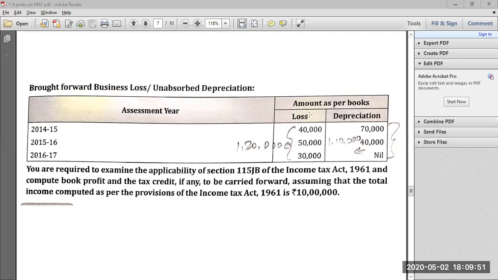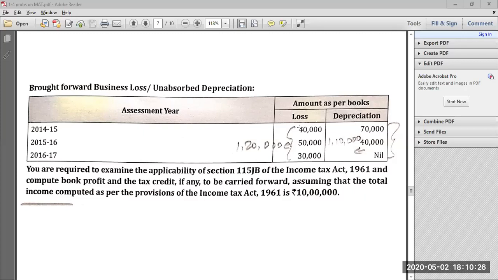That means whatever they have given under the loss column, that is all your brought forward business loss of previous years. And whatever amounts they have given under the depreciation column, that is all your brought forward or unabsorbed depreciation of previous years. So you have to add all the years' amounts together. If you add 40, 50, and 30, 1,20,000 will be your total carried forward or brought forward business loss. And depreciation, which is unabsorbed from all the 3 years, will be 70,000 plus 40,000, so that will be 1,10,000. So 1,10,000 will be your unabsorbed depreciation, and 1,20,000 will be your carried forward business loss.